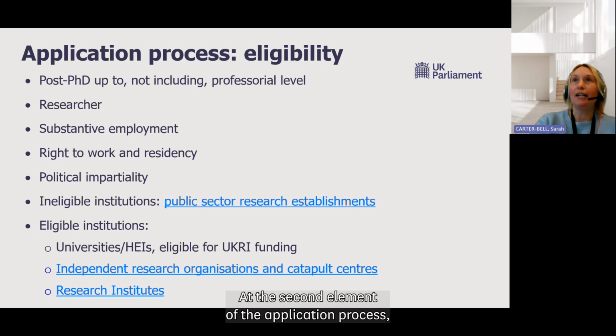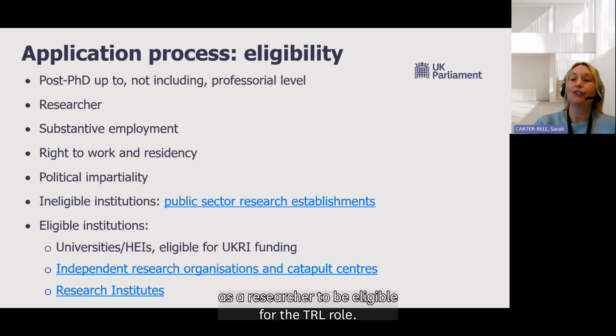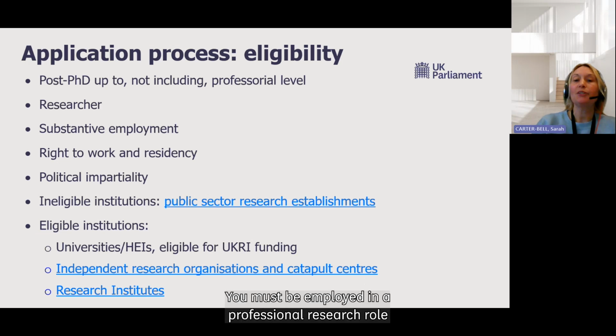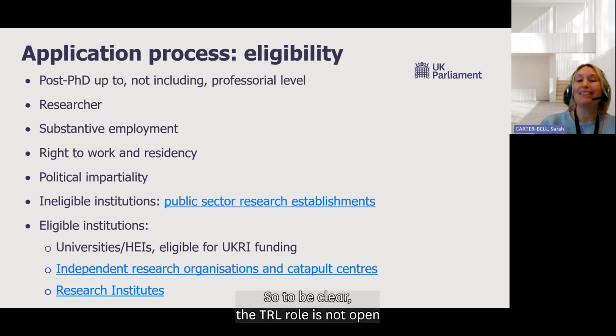The second element of the application process eligibility is that you do need to be working as a researcher to be eligible for the TRL role. You must be employed in a professional research role where you actively conduct research as part of your substantive post. So roles which share teaching and research are eligible. You do not need to be 100% research only. And in fact, all our current TRILs have both teaching and research duties. So to be clear, the TRL role is not open to professional services staff. It is only open to active researchers.